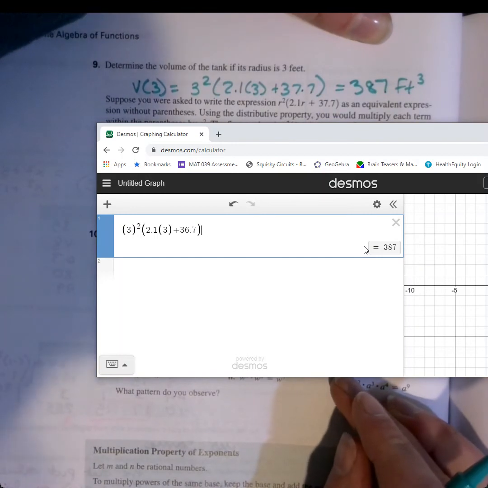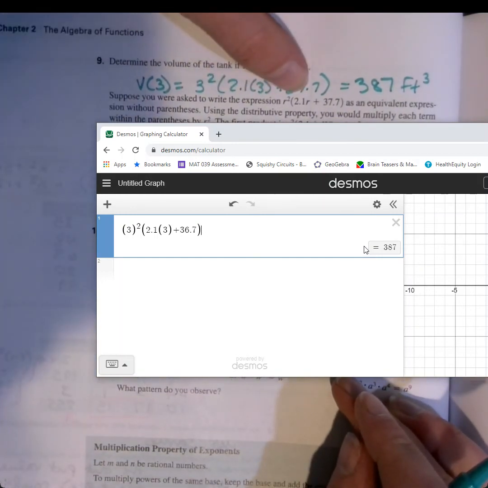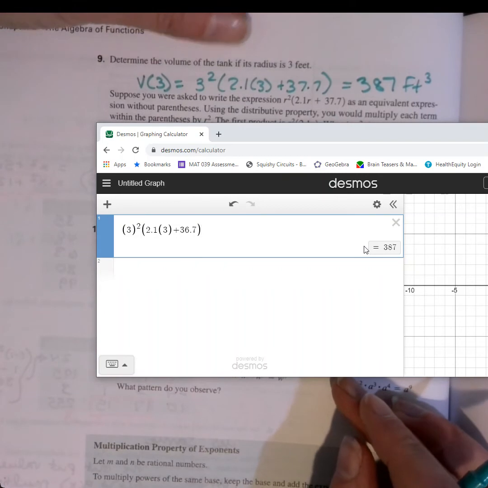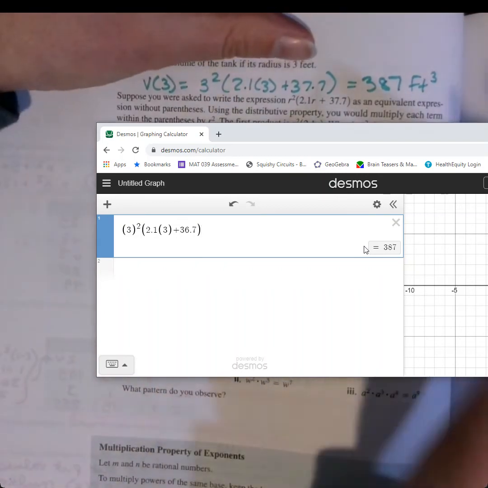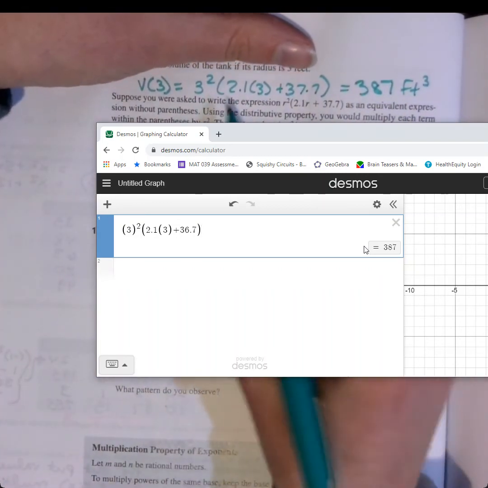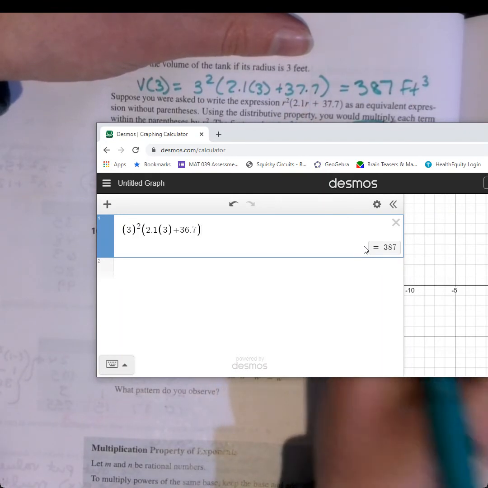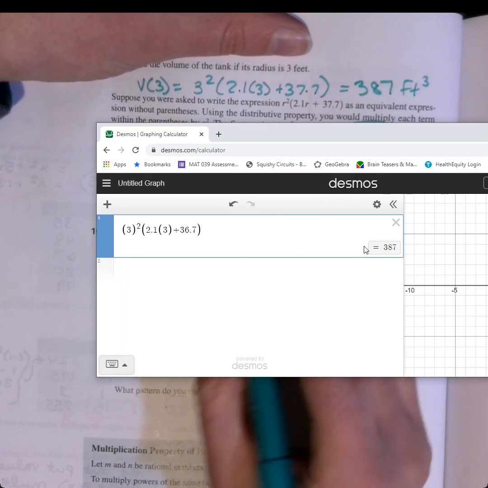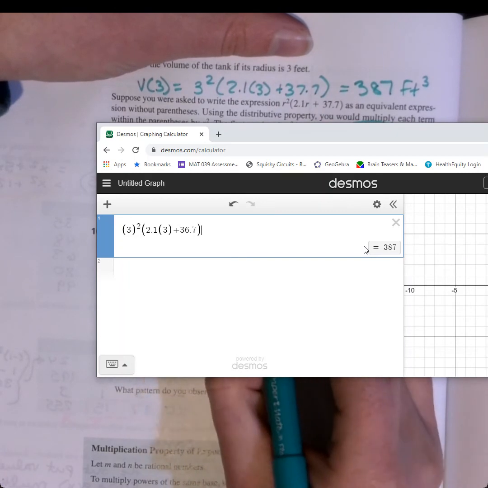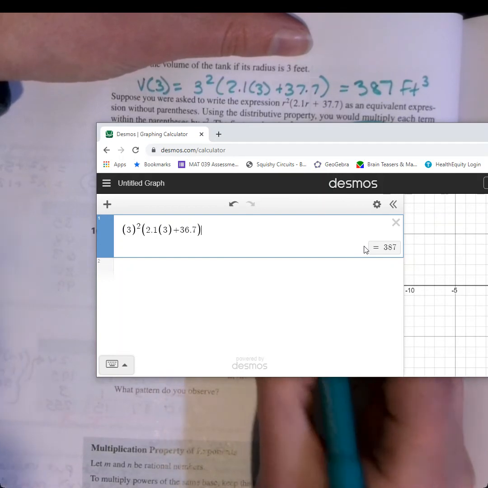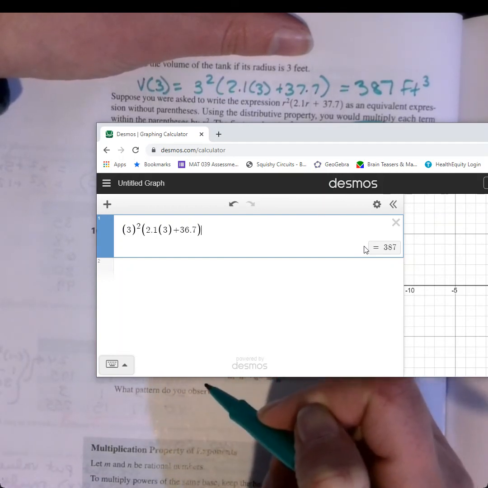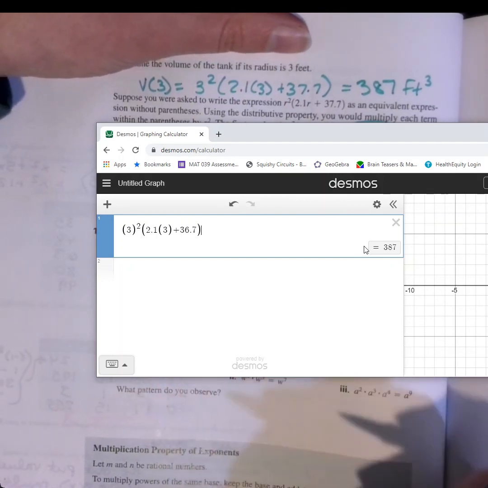Okay, suppose we were asked to write this expression as an equivalent expression without parentheses. We'd have to use the distributive property. So the first product is r squared times 2.1r. So what is r squared times r? So recall that r squared really is r times r. So r times r times r is r cubed. So when we multiply r squared times r, we get r cubed. There's already 2 of them. We get 1 more. You've got 3 now.